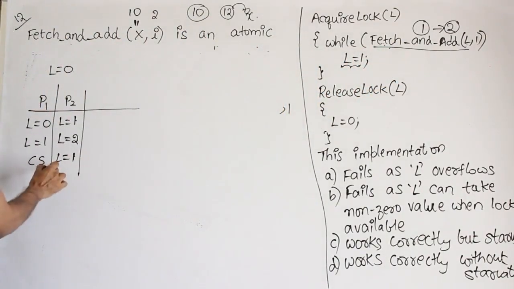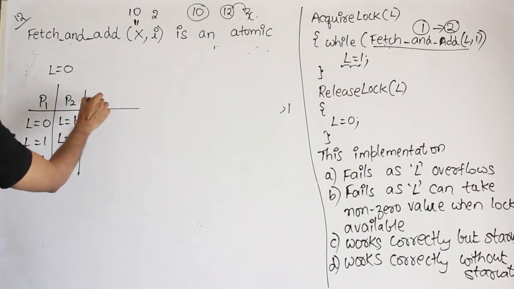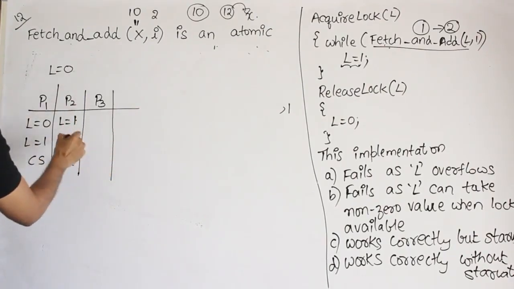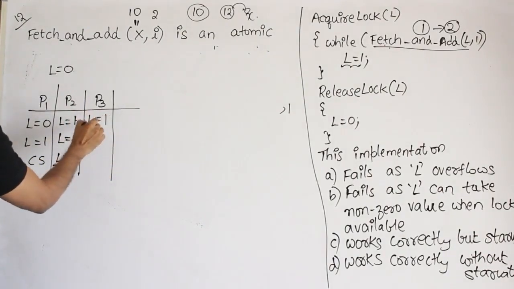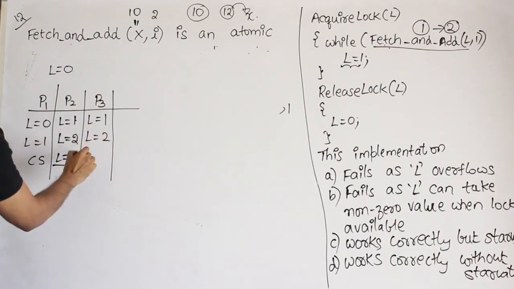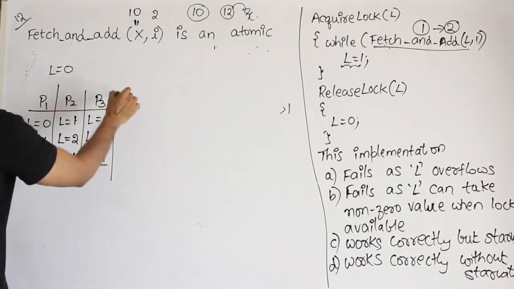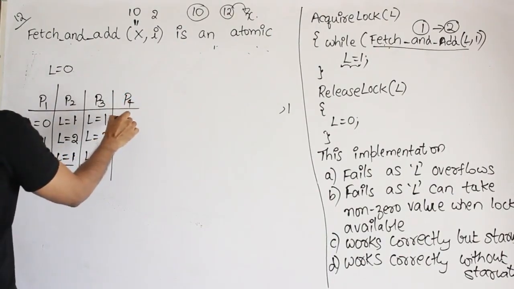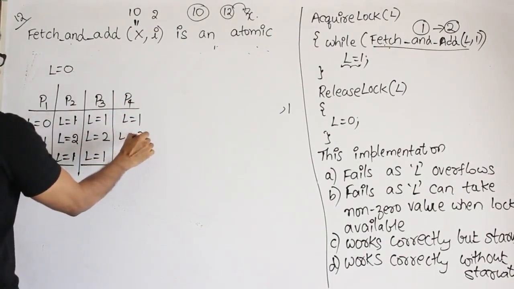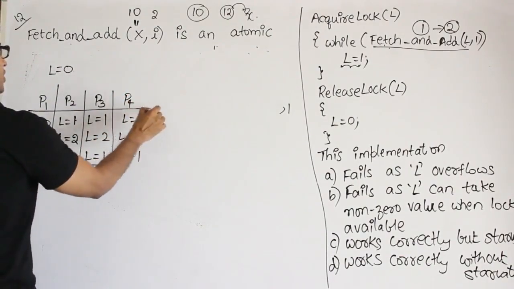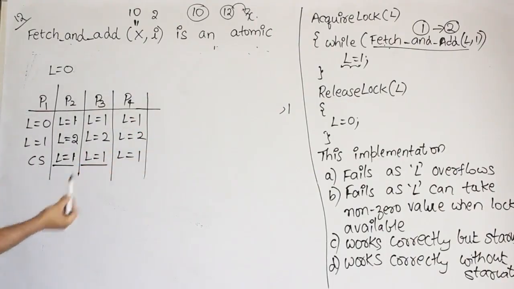So at this point, if it preempts, no problem, then P3 will come and again P3 will do the same thing. It will fetch the value of L as 1 and then it increments it to 2 and again it sets it to 1, right? And if it preempts here, then P4 will come and again it will do the same thing, 1, and it will set it to 2 and then it will again set it to 1. It will keep on happening.